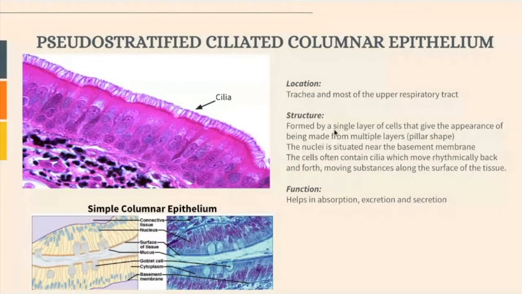It's also a single layer of cells that gives the appearance of multiple layers. But it's actually only one layer, it's pseudo. Pseudo means fake, not actually stratified, but the single layer makes the appearance look like multiple layers. The function of this type of epithelium is to help in absorption, excretion, and secretion.